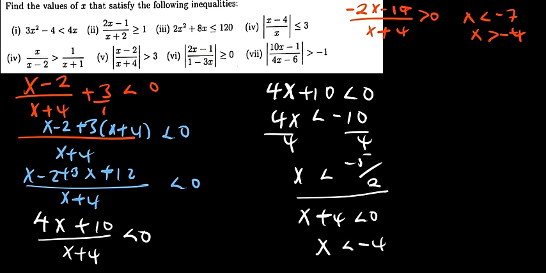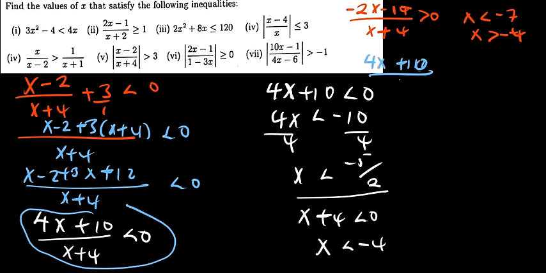Okay, so the critical points: I also need this, I should not get rid of that. So 4x plus 10 divided by x plus 4 less than 0. What do we expect to have? Here we are saying that x is less than negative 5 over 2, and again x is less than negative 4. Let's see.